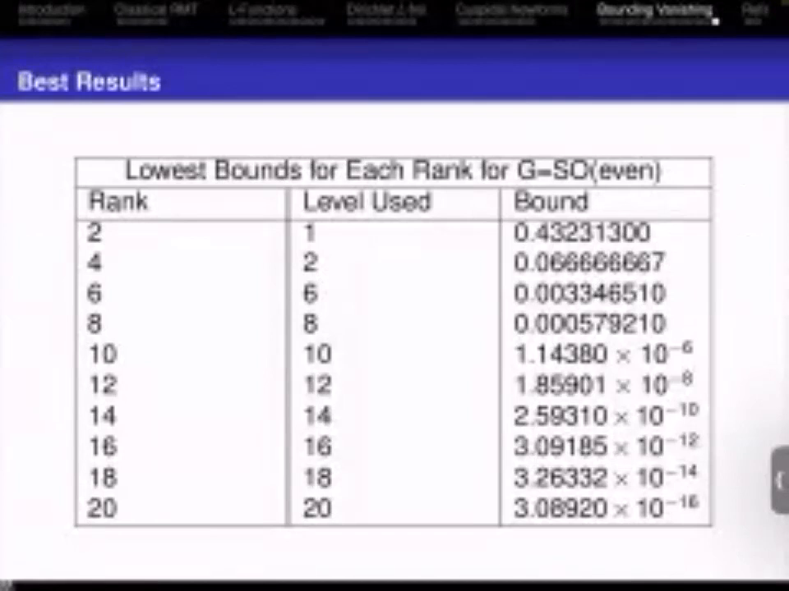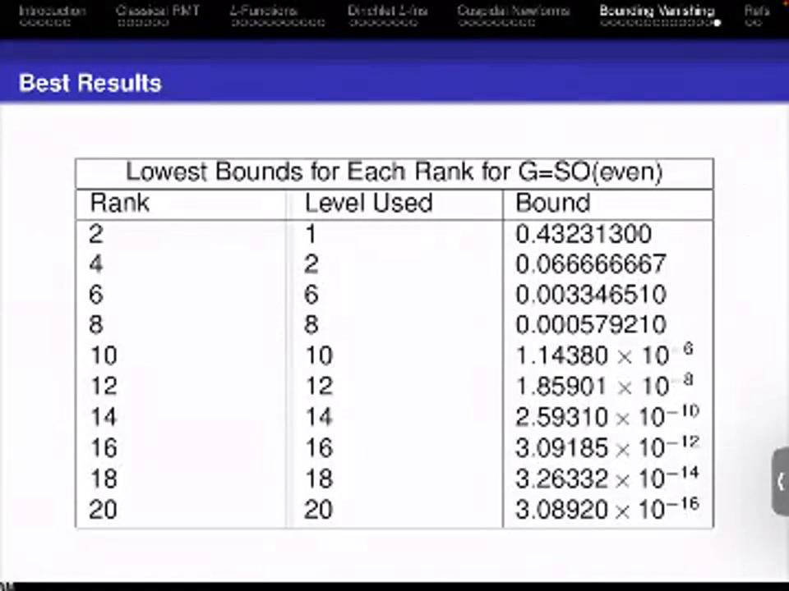In fact, I don't even need my glasses for this one. So what we did here is for each n, we just wrote what is the best bound we can get using any level. And you can see we get much better results on the bounding of vanishing at zero as we go further and further down. By the time we get to 20, we have a bound of essentially 10 to the negative 16. But even for vanishing to order 4, we're now getting 0.06. For vanishing of order 8, 0.0005. So the n-level density gives you much better results, with much less work.